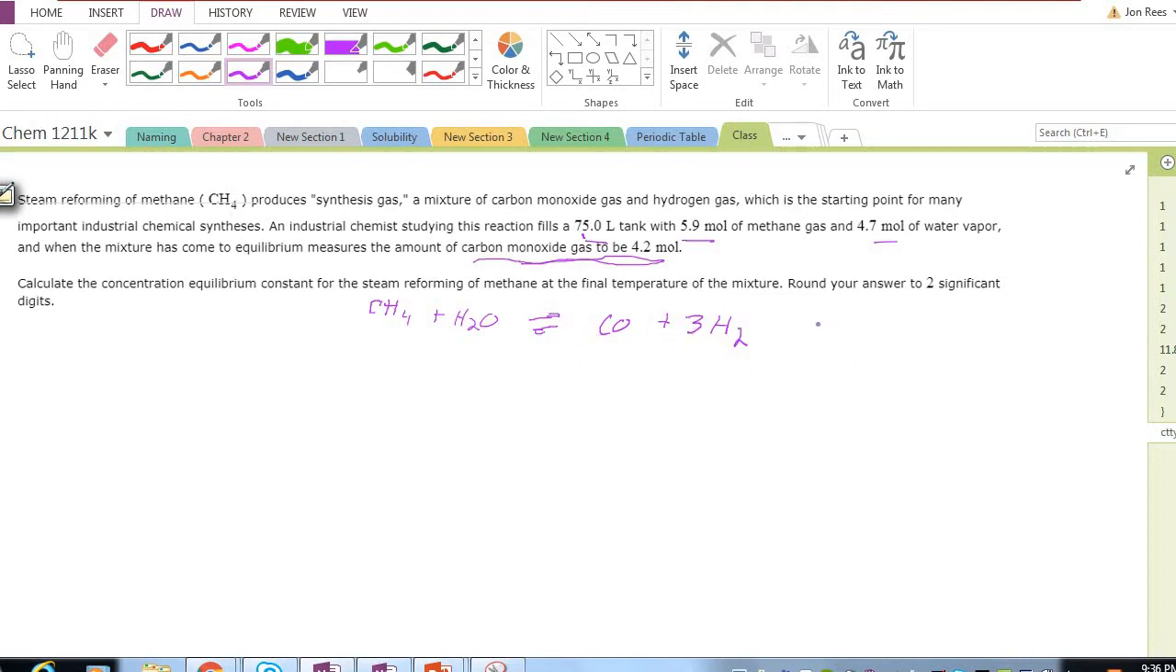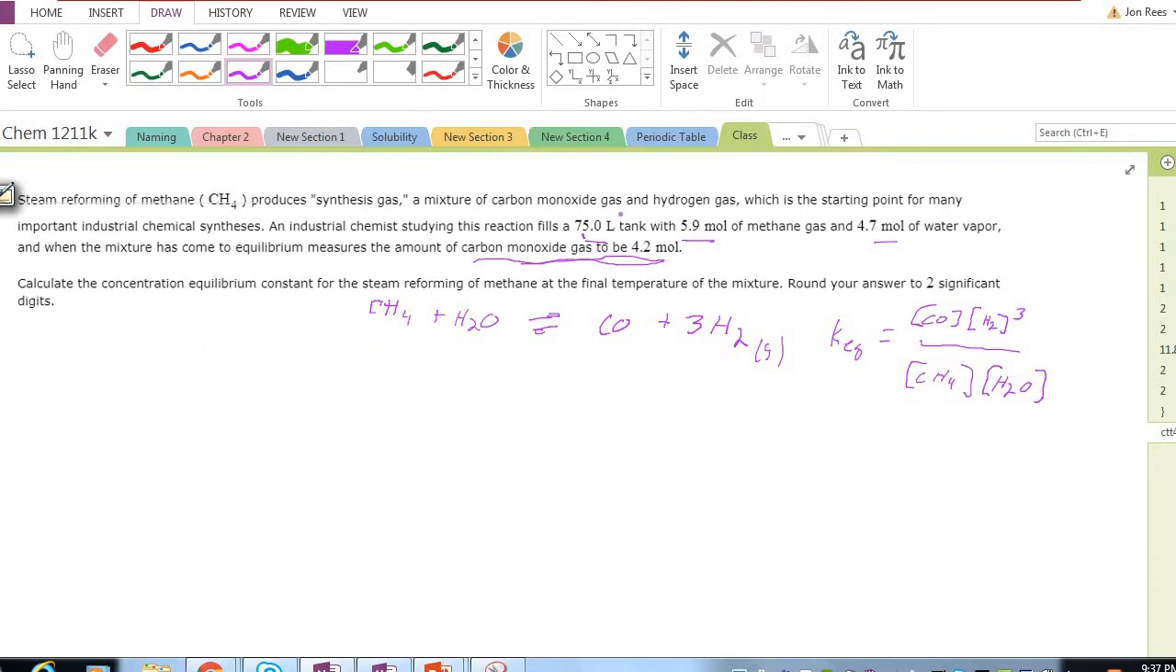And since those are all gas, and I'm lazy, I'm only putting it on that one. So these are all gas, so we can write that the equilibrium constant is equal to the concentration of CO, times the concentration of H2 cubed, divided by the concentration of CH4 times the concentration of H2O. So again, these are all in concentrations.